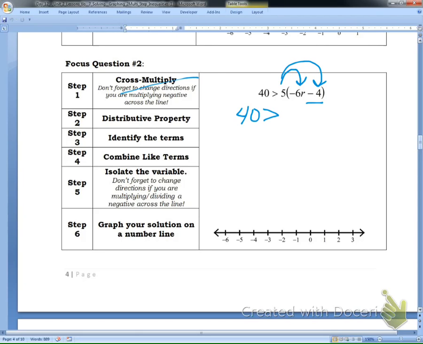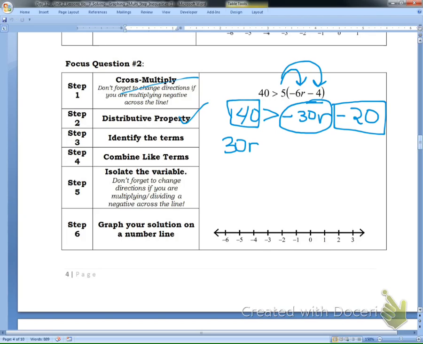40 is greater than 5 times negative 6r, which is negative 30r, and 5 times negative 4, a positive times a negative equals a negative 20. So we've done the distributive property. You're ready to identify your terms. 40 is a constant, negative 30r is a variable term, and negative 20 is a constant. So I'm going to bring my variable term to the other side of the inequality and make it a positive 30r. Remember, when you move one of those terms, you need to change the signs.